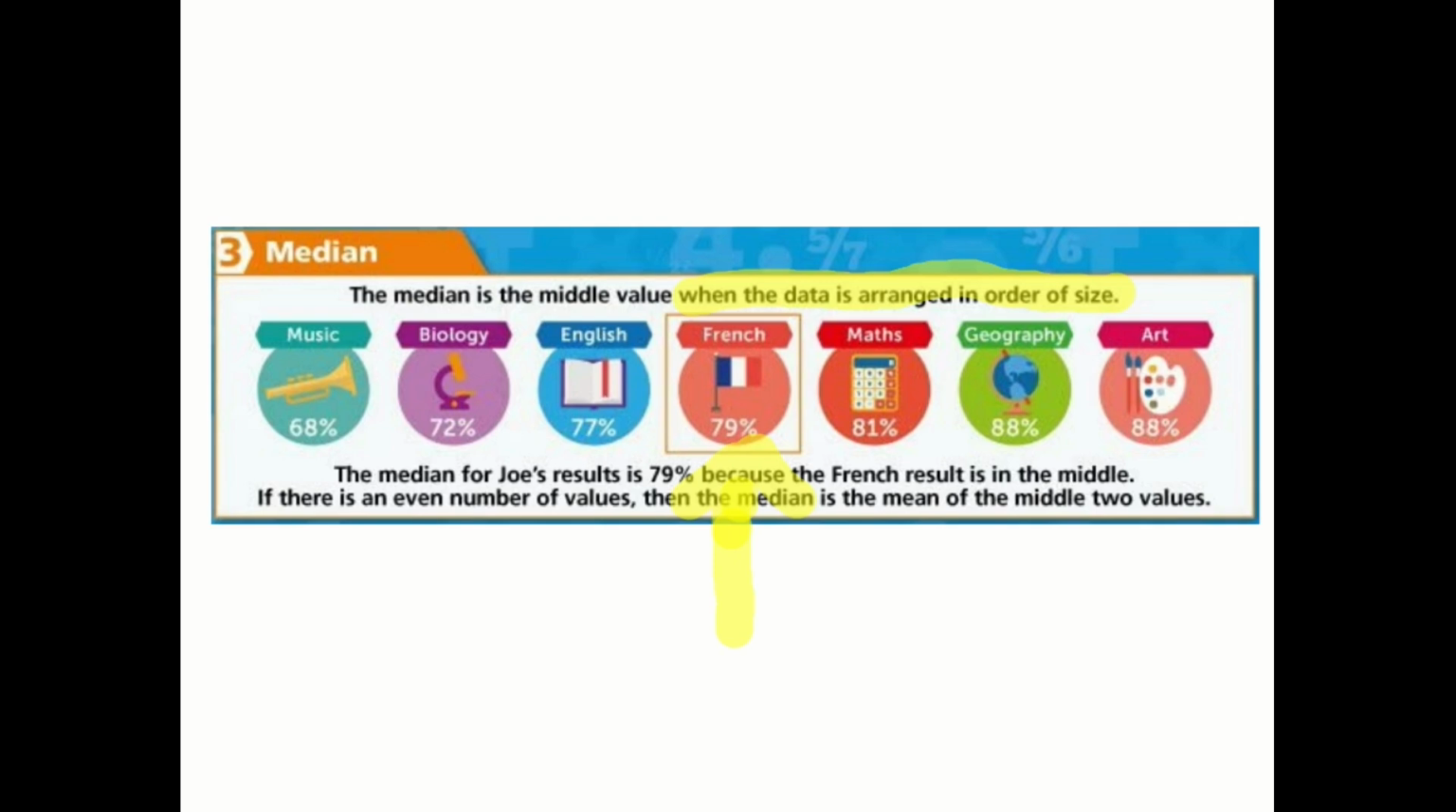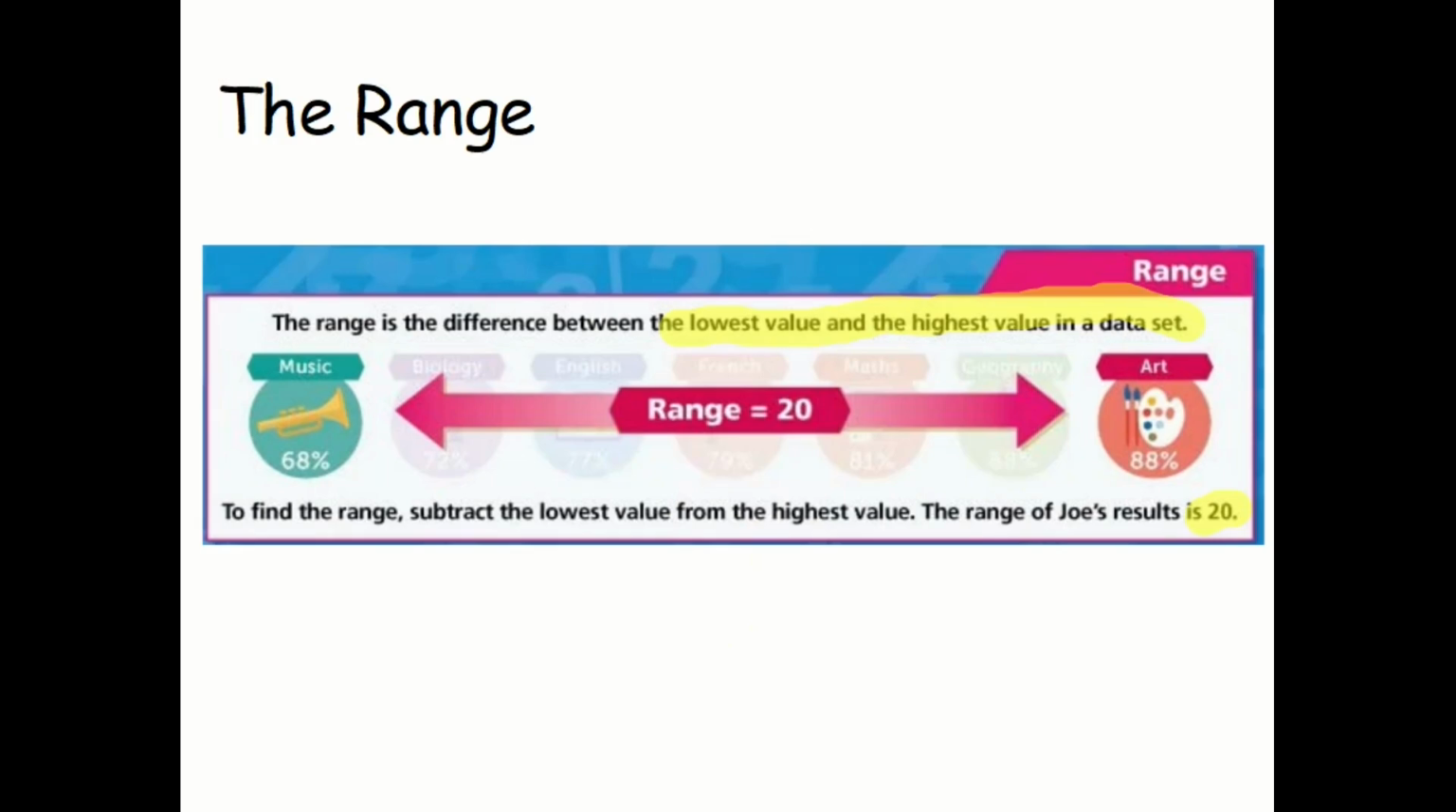Now there's one more thing that you might have come across, and that's called the range. Now the range is not technically an average, it's a measure of spread, okay? It's the difference between the lowest value and the highest value. It's not technically an average because an average just gives us one number that represents all our data, but a range is the difference between the highest value and the lowest value. It's not that single value that represents the middle.